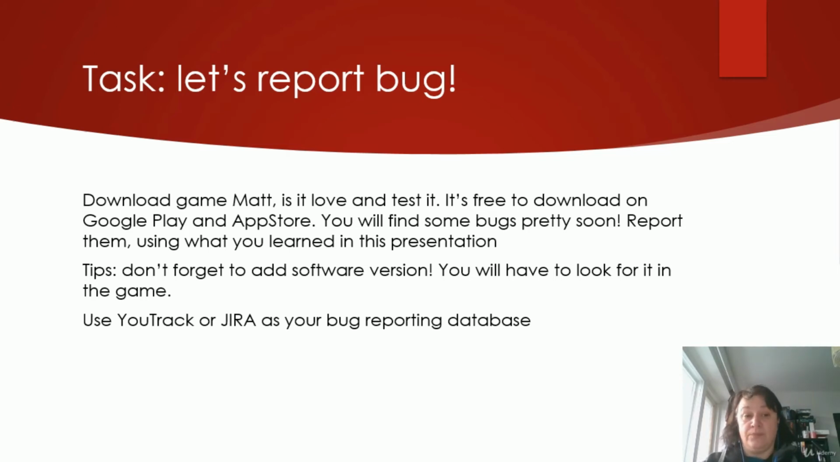So, you can use YouTrack, that we just saw the sample of, or Jira as your bug reporting database. If you just open it for yourself, it's free. So it's free for up to 10 users. So you can actually open it and play around with it and make a bug report. Don't forget to add the software version, but you'll have to look for it in the game. So you have to find it yourself, because don't ask developers. We don't know it. We just picked the game because it's buggy and it's available everywhere. And do the report, and then compare it with the bug reports that you've seen here, and make sure how they match. How did you do?